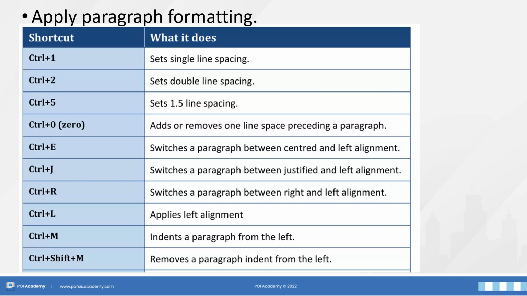If you want to toggle a paragraph between centered and left alignment, Ctrl plus E. If you want to toggle a paragraph between justified and left alignment, Ctrl plus J. If you want to toggle a paragraph between right and left alignment, Ctrl plus R. If you want your paragraph left aligned, Ctrl plus L. If you want to indent a paragraph from the left, Ctrl plus M.